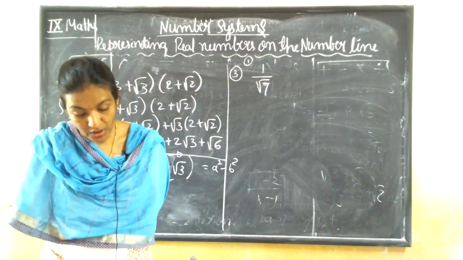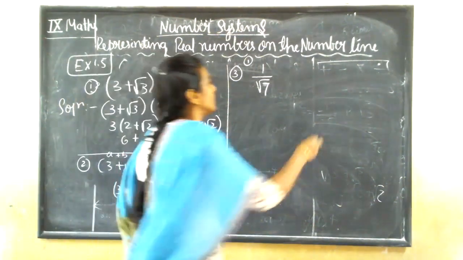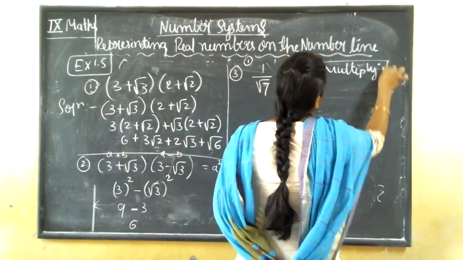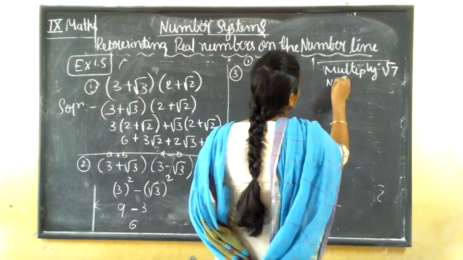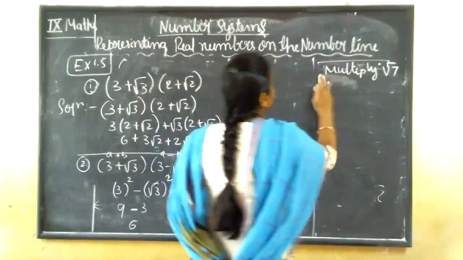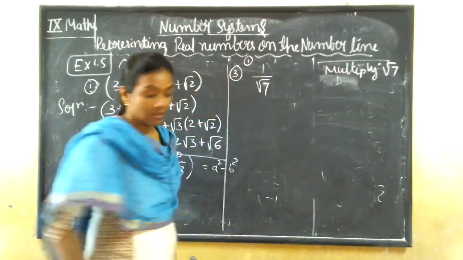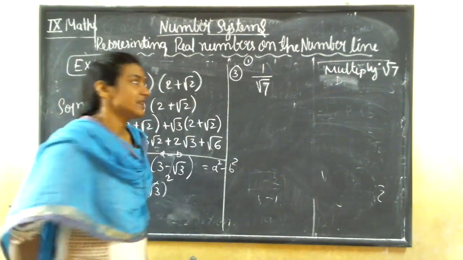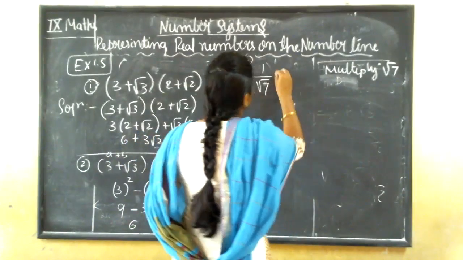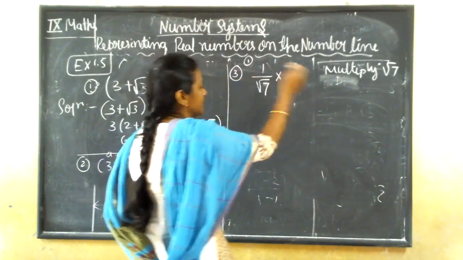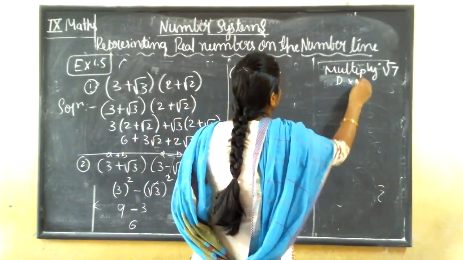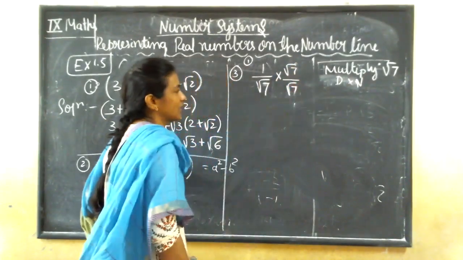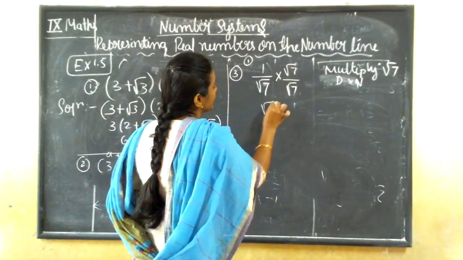Okay. So what you are going to do here to rationalize them? You are going to multiply root 7 for the denominator. You are going to multiply and dividing by root 7. You are going to multiply and dividing for both the numerator and denominator. Yes, both the numerator and denominator. So what we get here? Root 7 and root 7. Okay, so we all know that when you multiply this one, you will get a root 7.